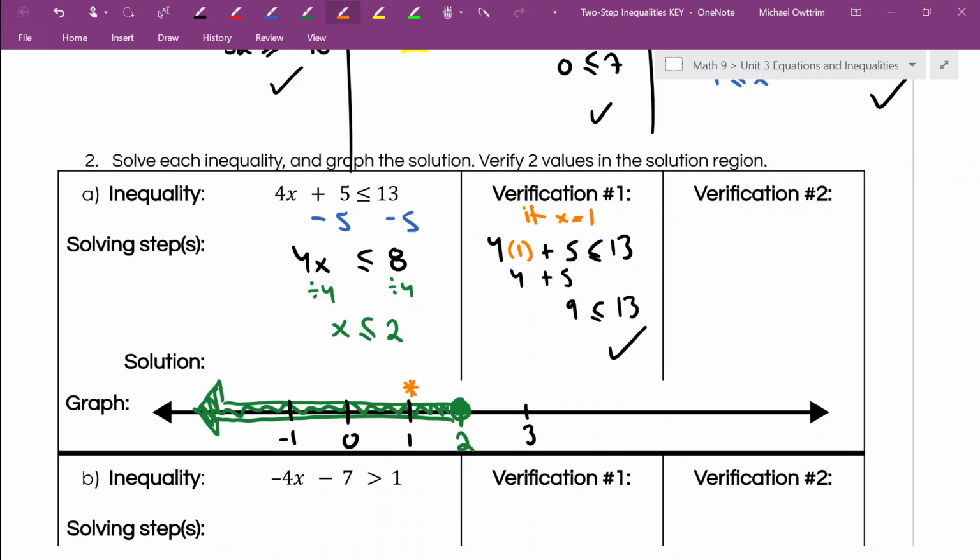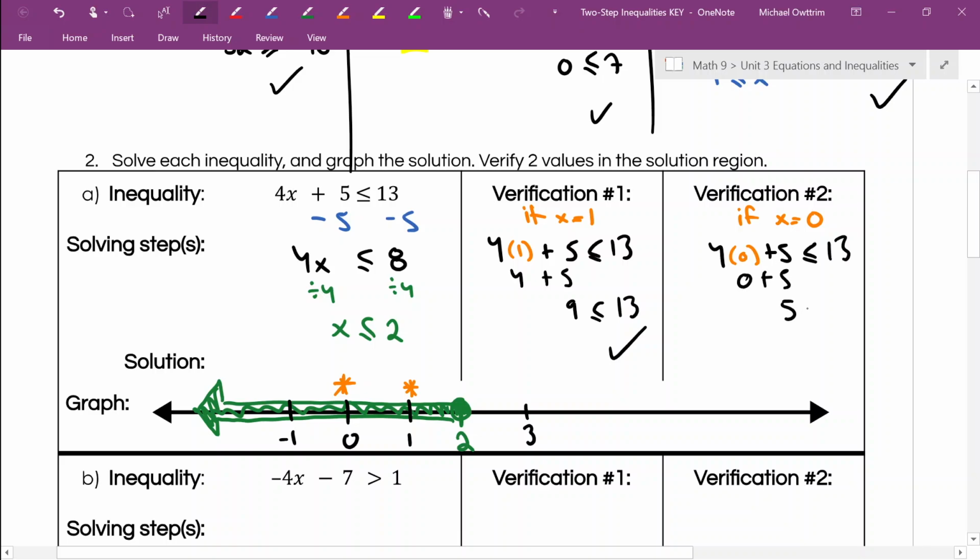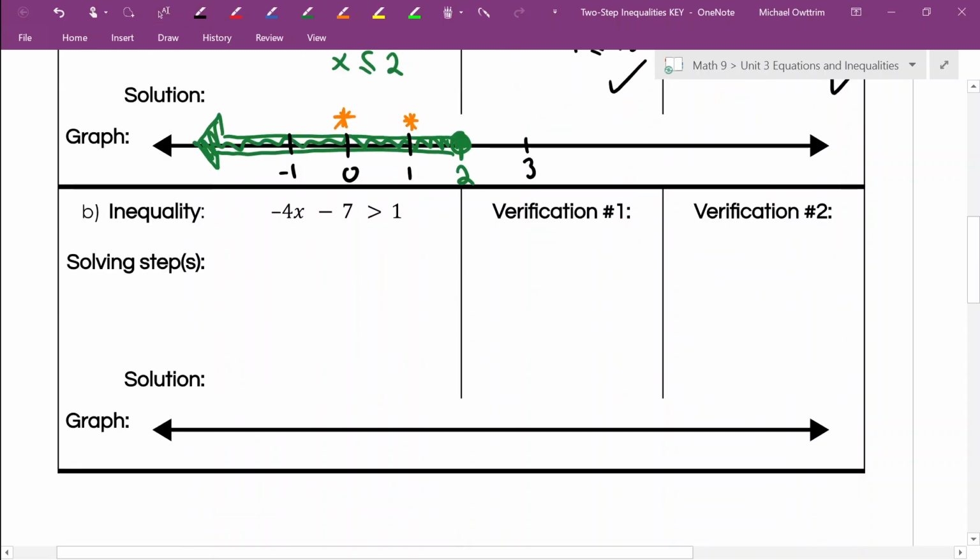You can choose really any point within this arrow. So I could also choose x is 0. And I could say if x is 0, then what happens with my inequality? That's going to be 4 times 0 plus my 5 should be less than or equal to 13. 4 times 0 is 0. 0 plus 5 is 5. 5 is less than or equal to 13, so that point worked as well.